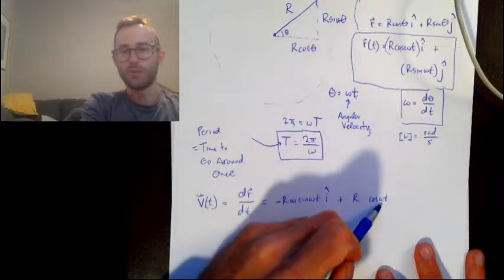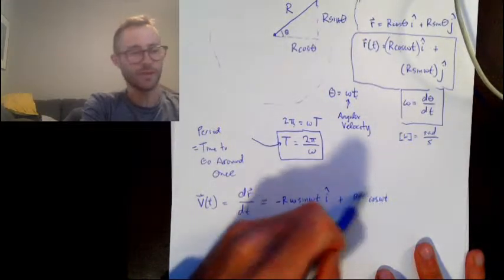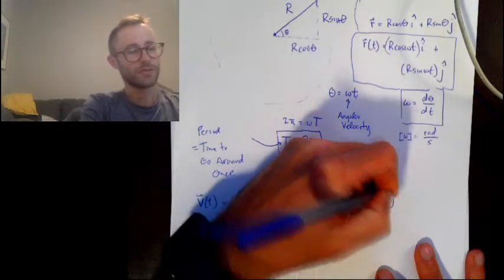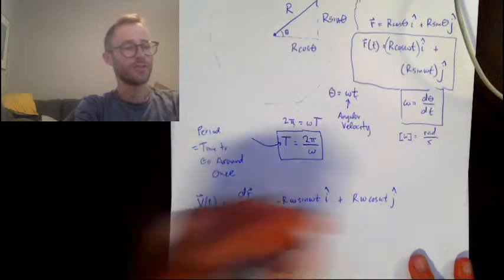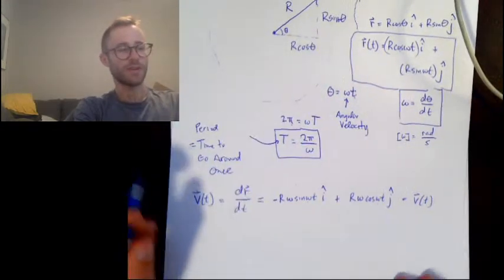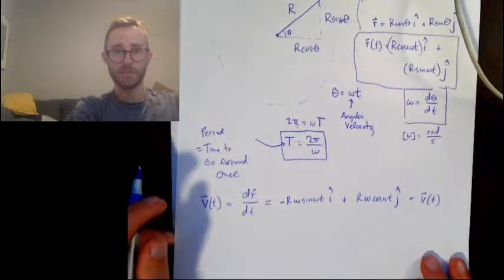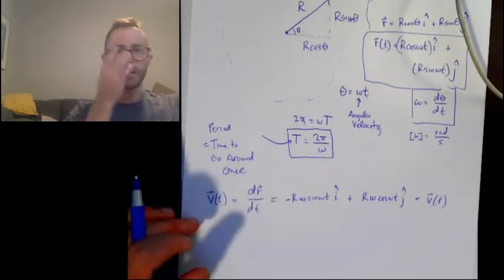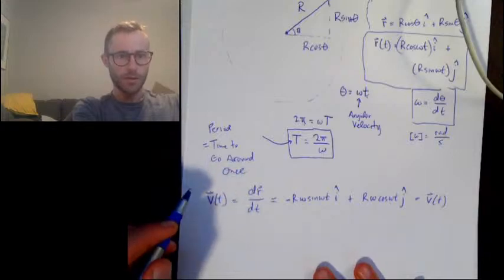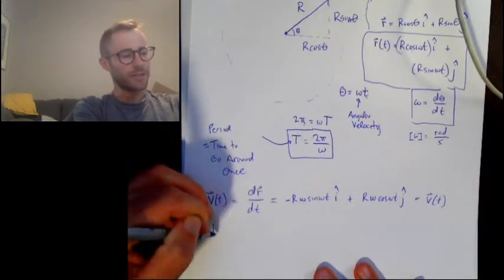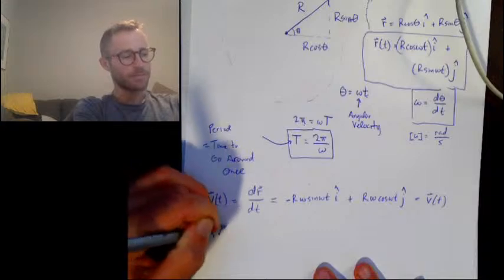And then the chain rule, when we take the derivative of the inside function, brings out a factor of omega. So we have, this is true. Okay? So this is the velocity vector as a function of time. Now what we can go ahead and do is find the magnitude of the velocity vector.